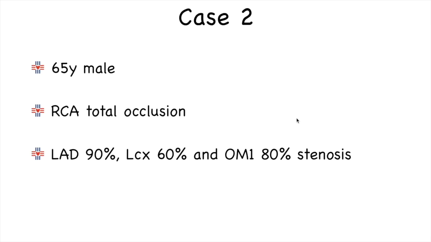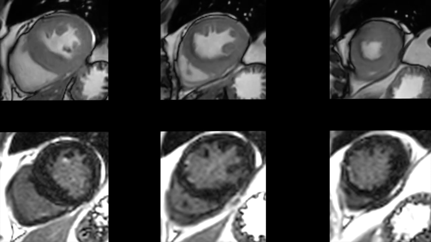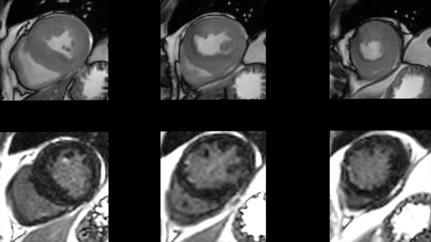Let's look at this second case. This is a 65-year-old male who has total occlusion of the right coronary artery. LAD had 90% stenosis, LCX 60% stenosis, and an OM1 branch had 80% stenosis. So again, we look at the functional images at the top and delayed enhancement imaging at the bottom.